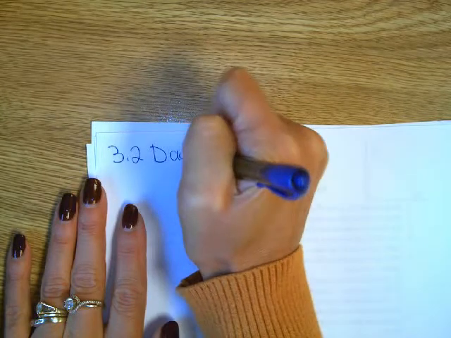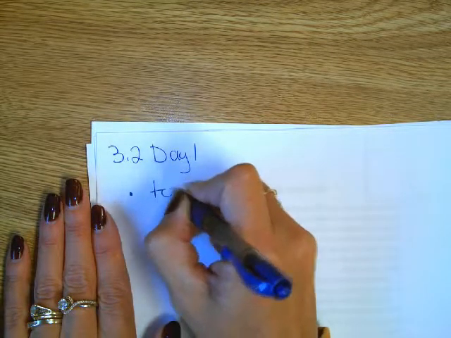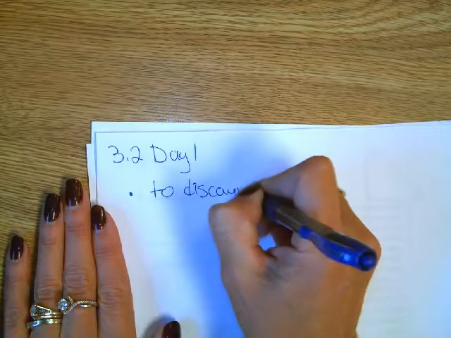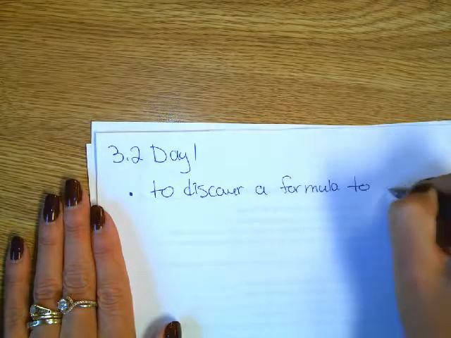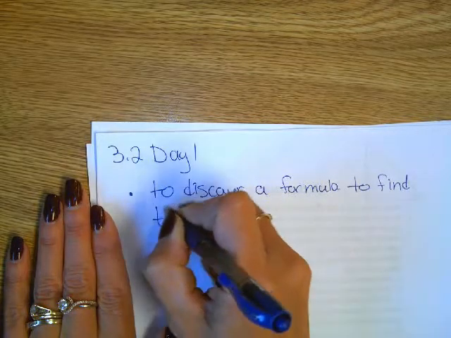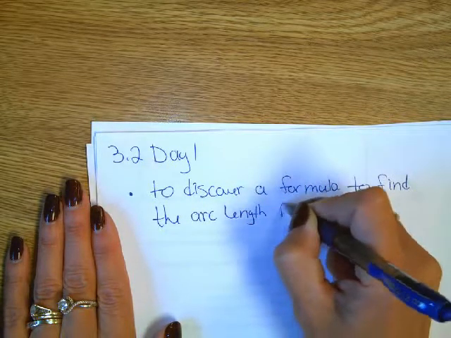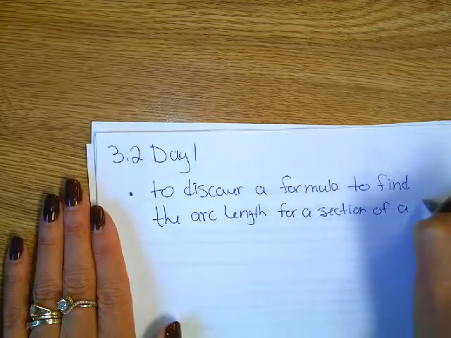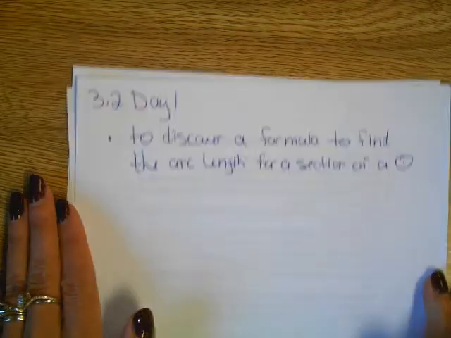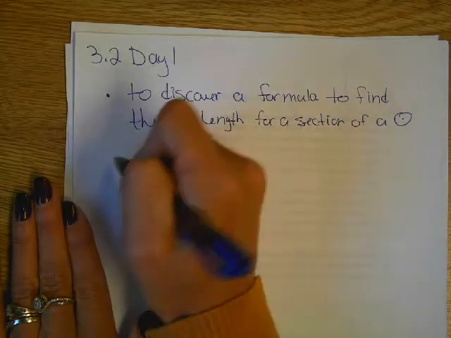Here we go. 3-2, day 1. You are going to discover a formula to find the arc length for a section of a circle. Okay, ready for your little theorem discovery?